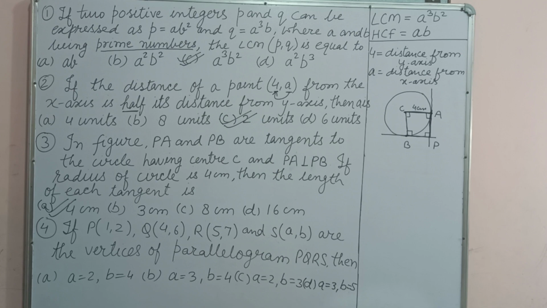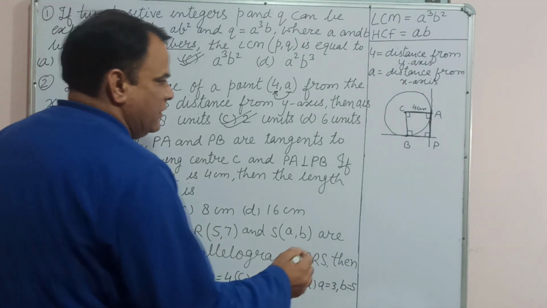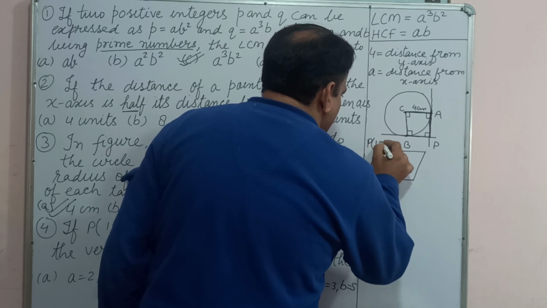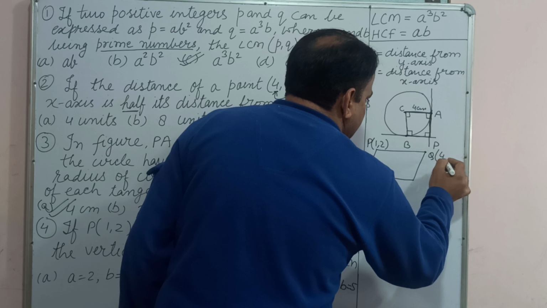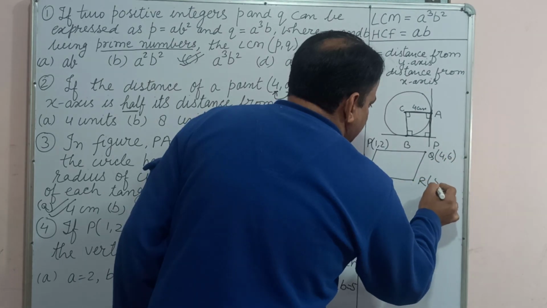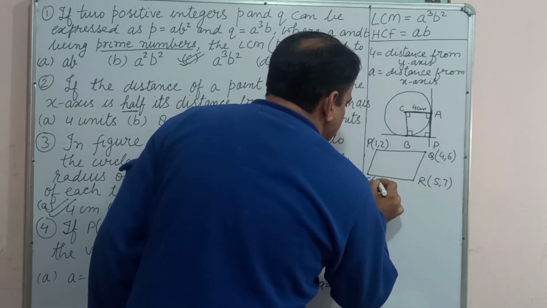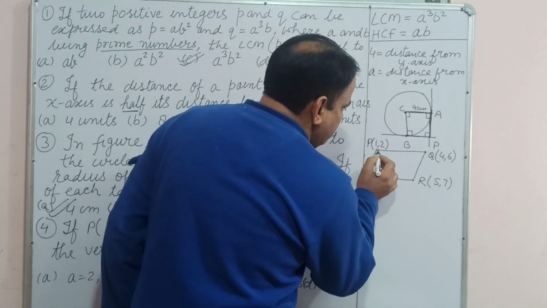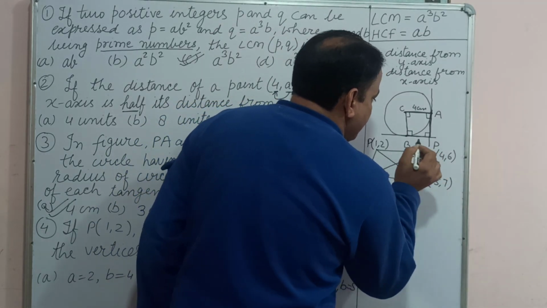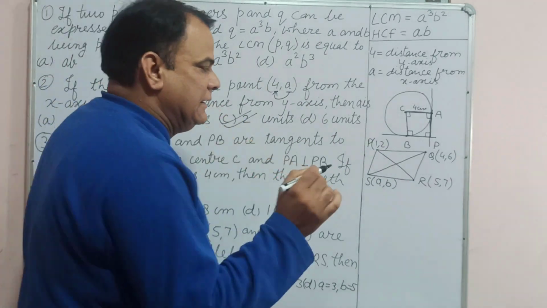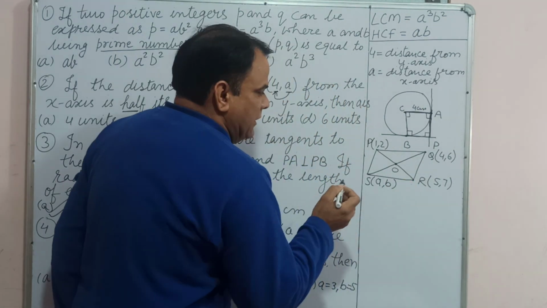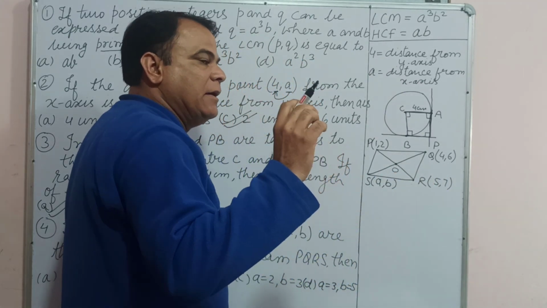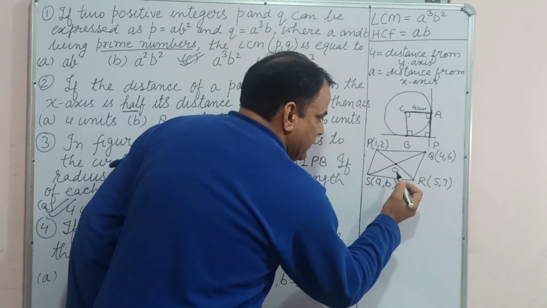Now question number 4. If P, Q, R and S are the vertices of a parallelogram PQRS, this is our parallelogram. P is (1, 2), Q is (4, 6), R is (5, 7) and S is (a, b). We have to find the values of a and b. For this, first of all, we draw the diagonals of this parallelogram, and we know that the diagonals bisect each other. The point of intersection is O. O is the midpoint of PR and O is also the midpoint of SQ. By comparing both, we can find the values of a and b.